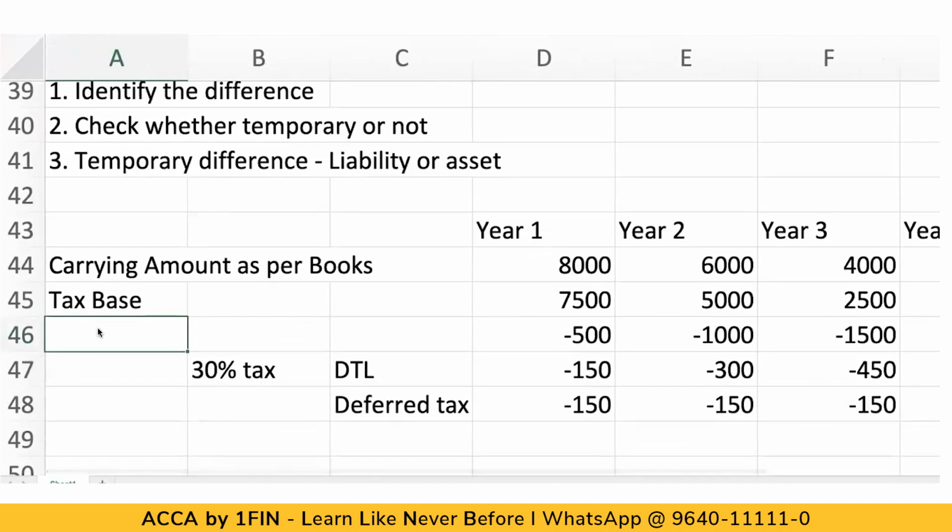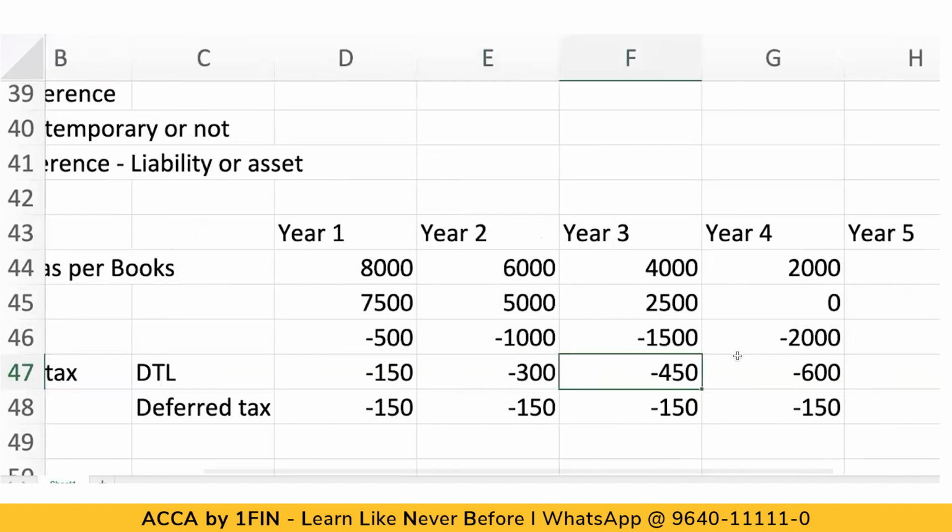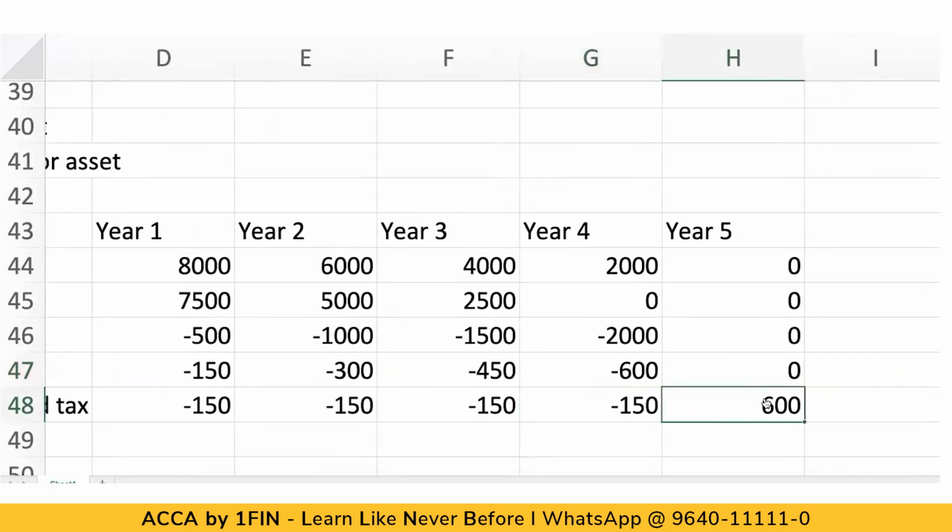Always do tax base minus accounting. If the number is negative, it is a DTL. If the number is positive, it is a DTA. Any question? So the DTL you calculate for the second and third year is an accumulated DTL. This is the accumulated balance. Every year expense is 150. And in the last year everything will be reversed because it is no longer needed.